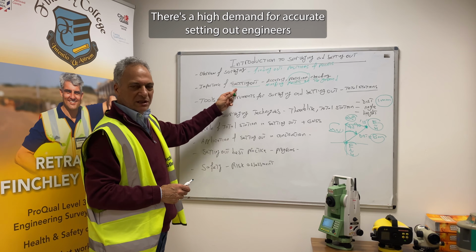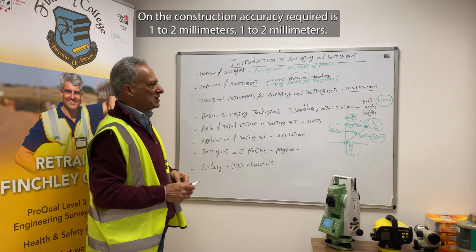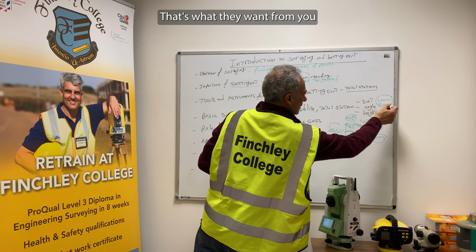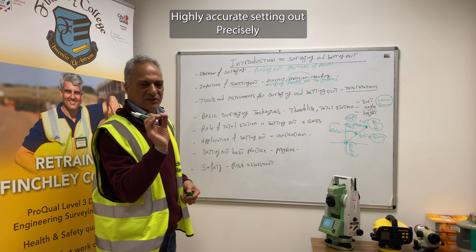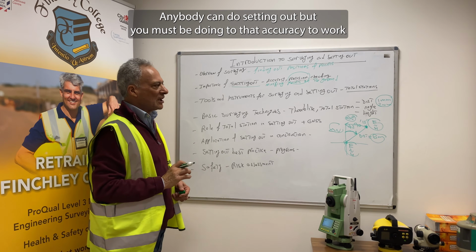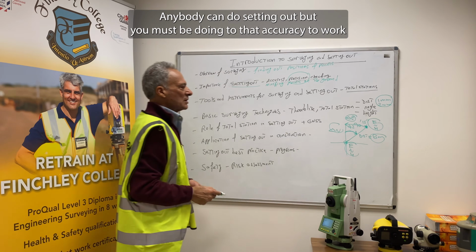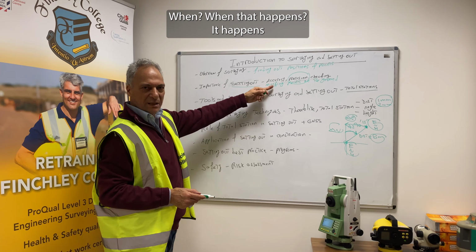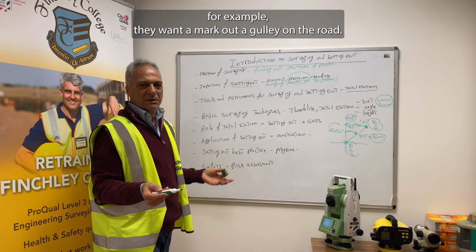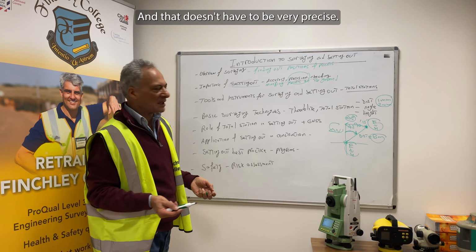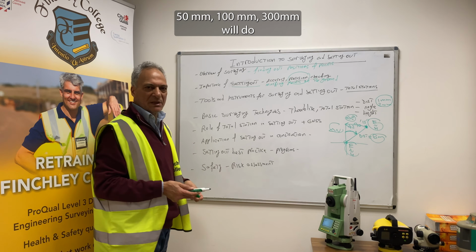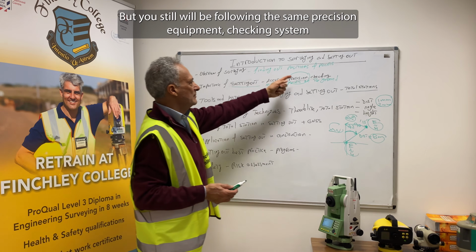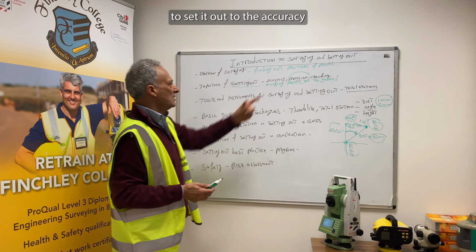There's a high demand for accurate setting out engineers. On construction, accuracy is 1 to 2 millimeters. That's what they want from you. Highly accurate setting out. Anybody can do setting out, but you must be doing it to that accuracy to work. But sometimes they want it to 10 or 20 millimeters. When that happens, for example, they want to mark out a gully on a road, and that doesn't have to be very precise. 50 mil, 100 mil, 300 mil will do. But still we follow the same precision equipment and checking system to set it out to the required accuracy.